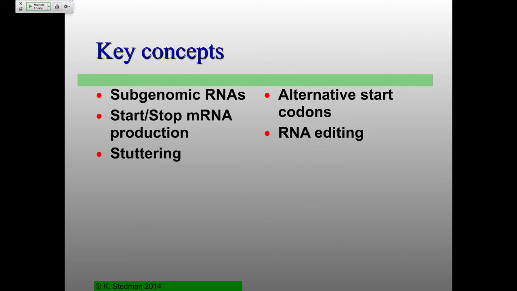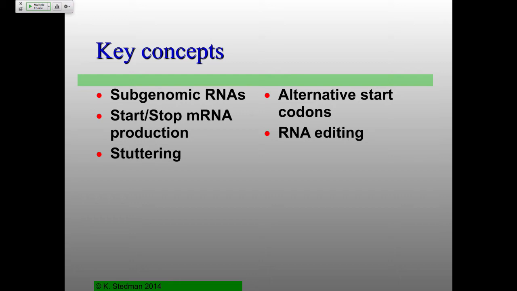A couple of key molecular concepts that we'll talk about after we talk about the boring disease stuff at the beginning have to do with subgenomic RNAs. We talked a little bit about subgenomic RNAs when we talked about the coronaviruses. Those are all those nested ones, down towards the 3' end of the genome. Here it's a little bit different. The subgenomic RNAs are made by what's called start-stop messenger RNA production or transcription, where a little bit of RNA gets copied, then another little bit gets copied, etc. We'll talk about that in considerably more detail when we get to that particular point.